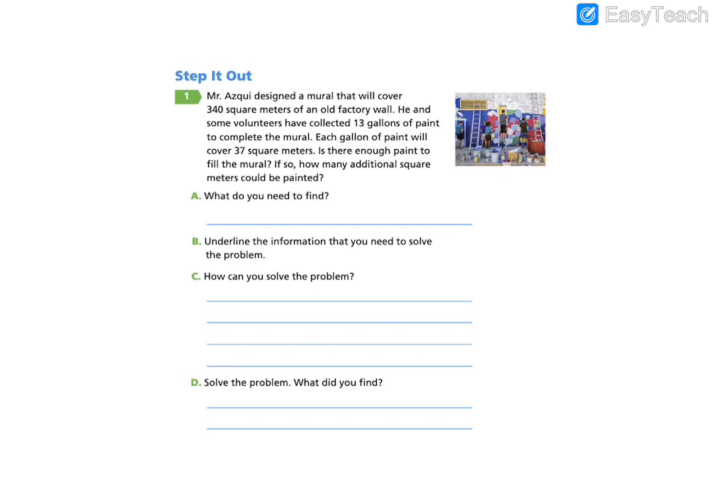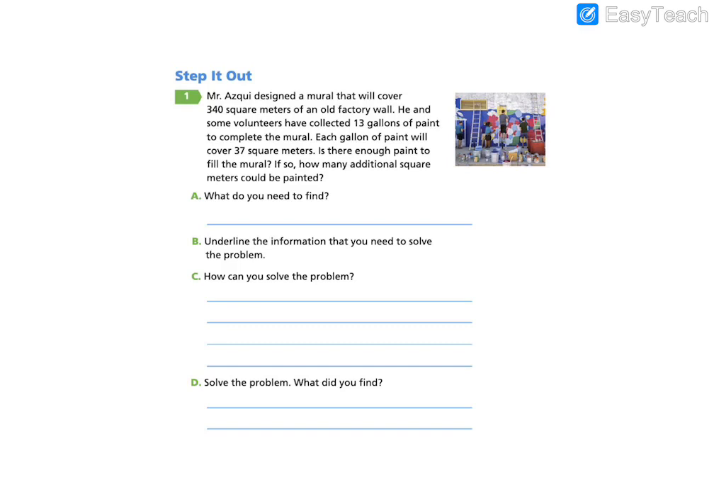Right, number 1. Mr. Oskey designed a mural that will cover 340 square meters of an old factory wall. He and some volunteers have collected 13 gallons of paint to complete the mural. Each gallon of paint will cover 37 square meters. Is there enough paint to fill the mural? If so, how many additional square meters could be painted?